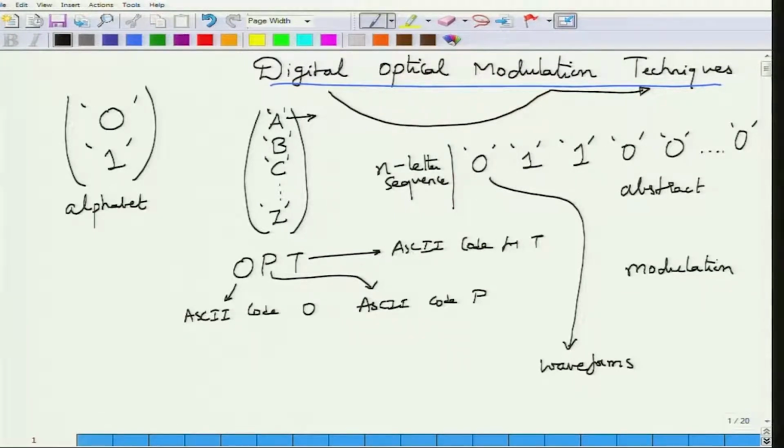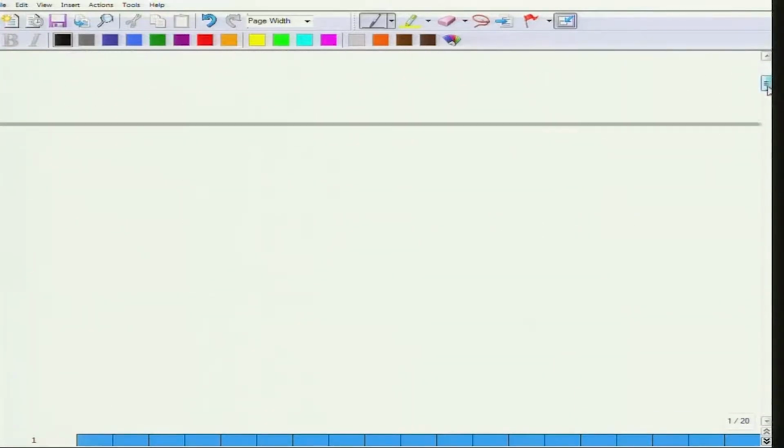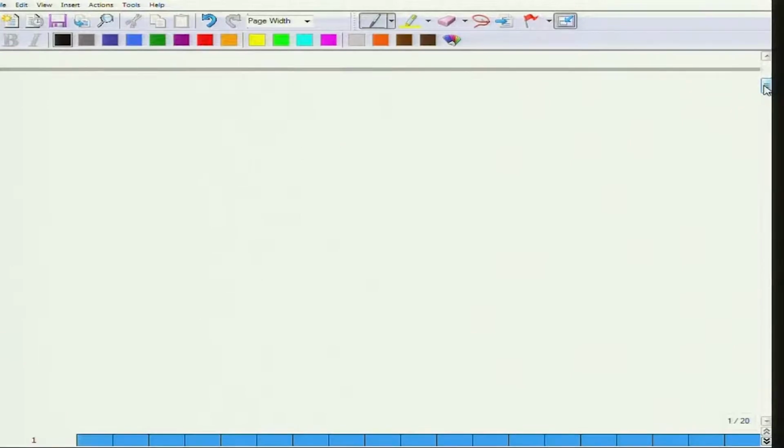So this is the binary communication, and what we will be looking at today is how we can consider this sequence of symbols and then come up with waveforms which will be transmitted over the fiber optic channel. Okay. So to do that, let us first give some waveform representation for the symbols.